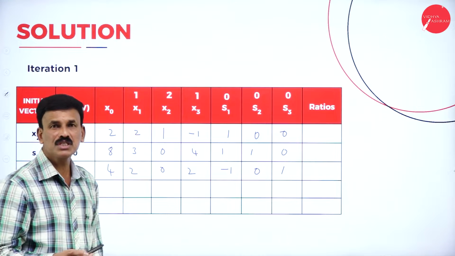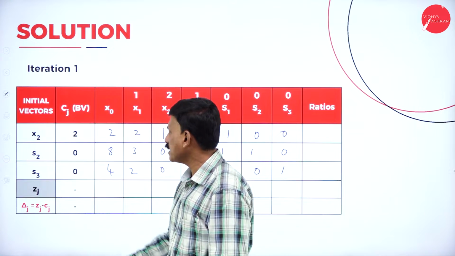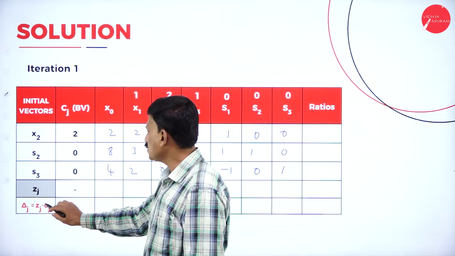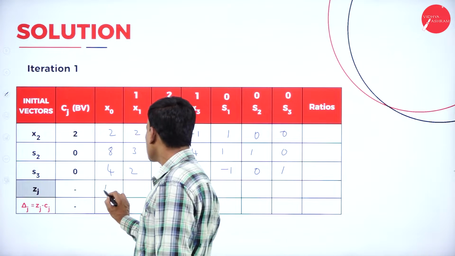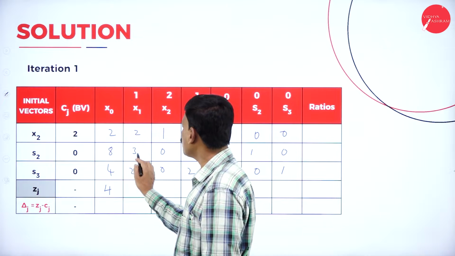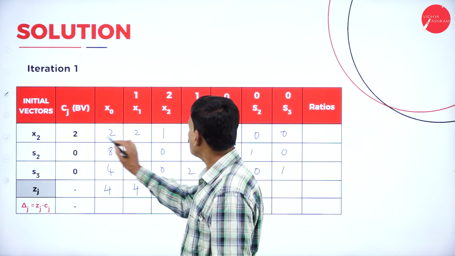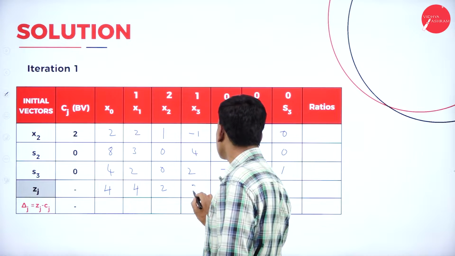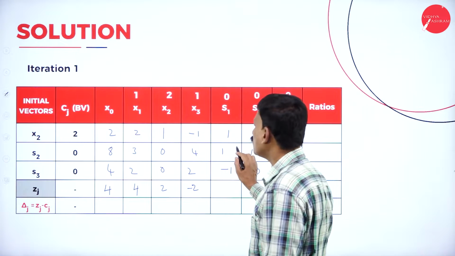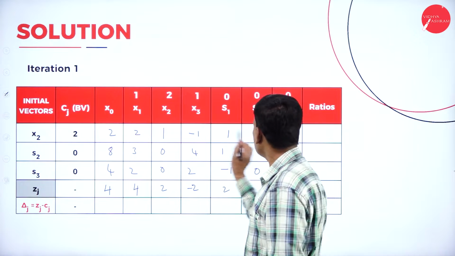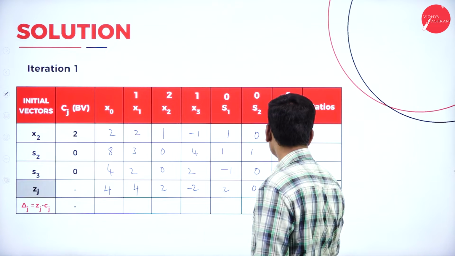Similarly, now just as usual, find out the value of Zj. Then delta j is equal to Zj minus Cj. Now what is delta j? Multiply these elements. 2 into 2 is 4 plus 0 is equal to 4. Again 2 into 2 is 4 plus 0 is 4. Again 2 into 1 is 2 and 0 is 0. 2 into minus 1 is minus 2 plus 0 is minus 2. Again 2 into 1 is 2 plus 0 is 2 as it is. 2 into 0 is 0. Remaining are all 0.